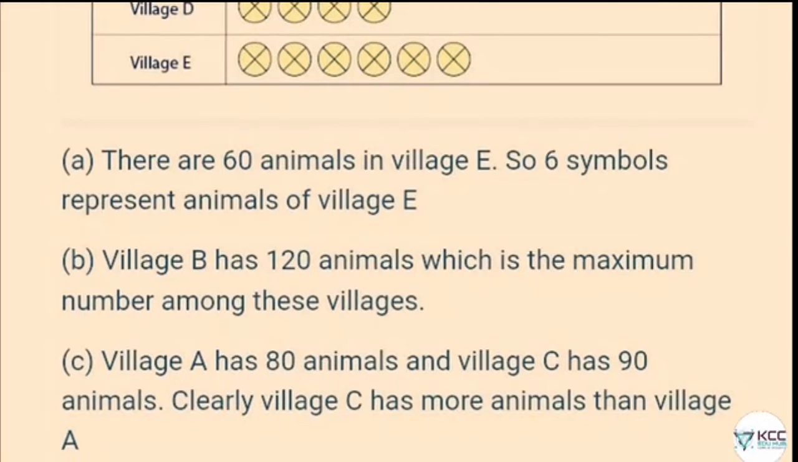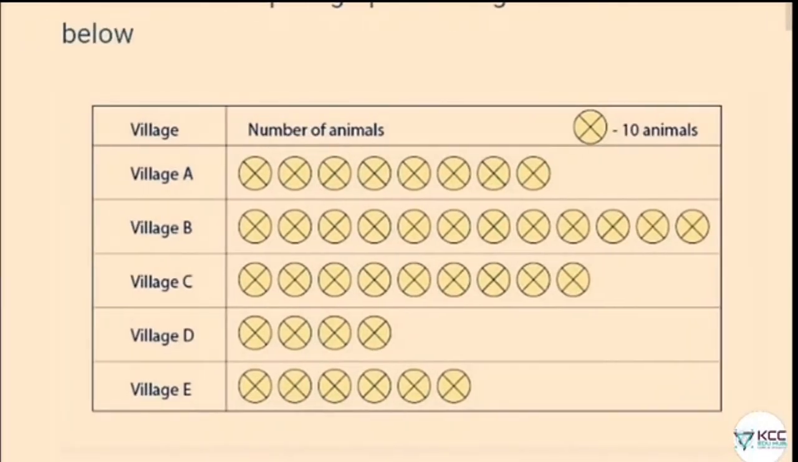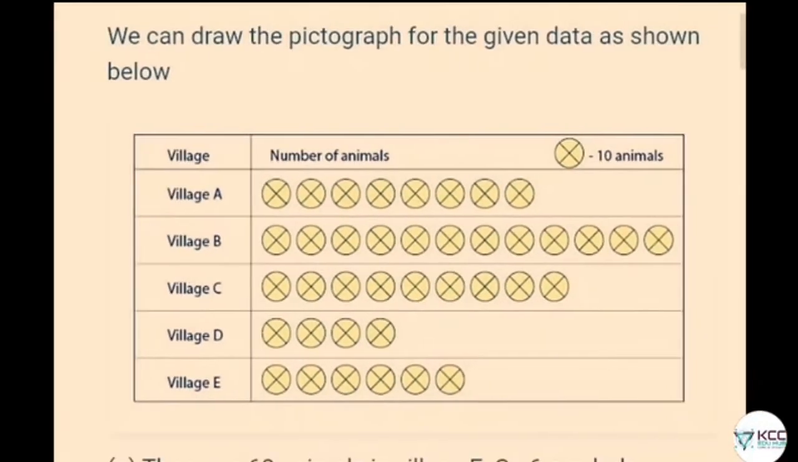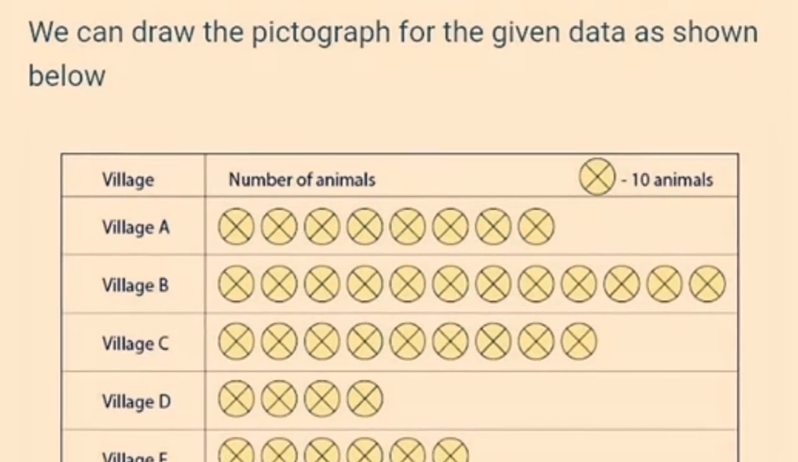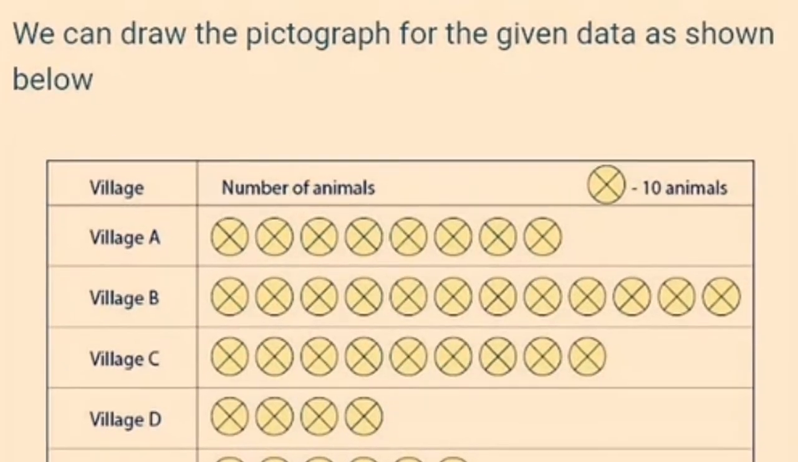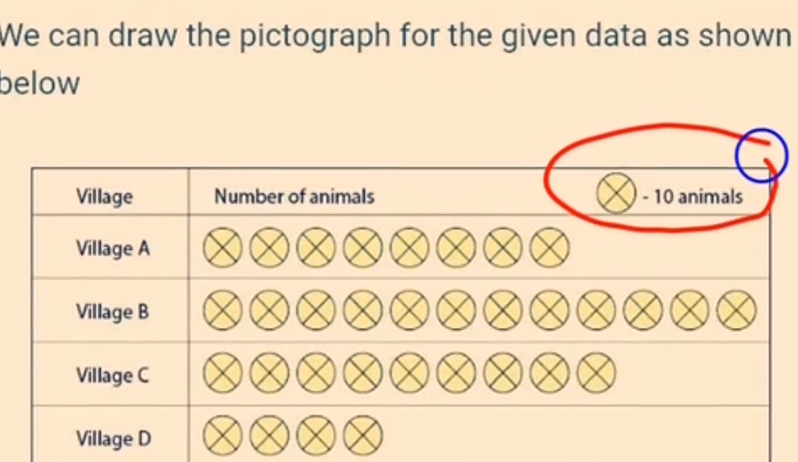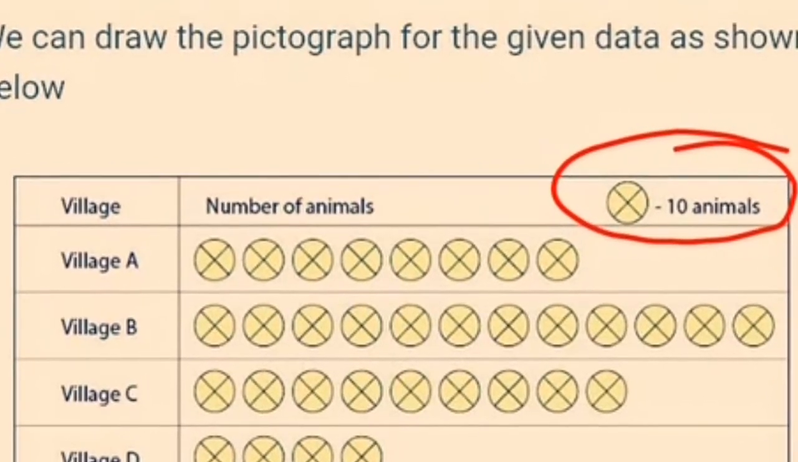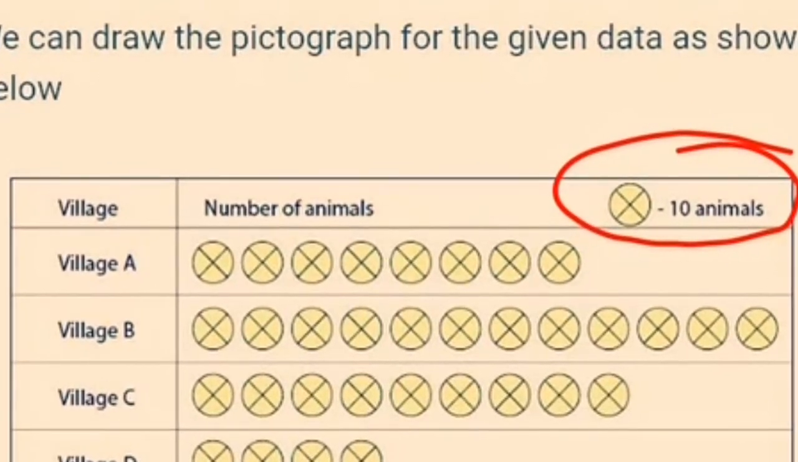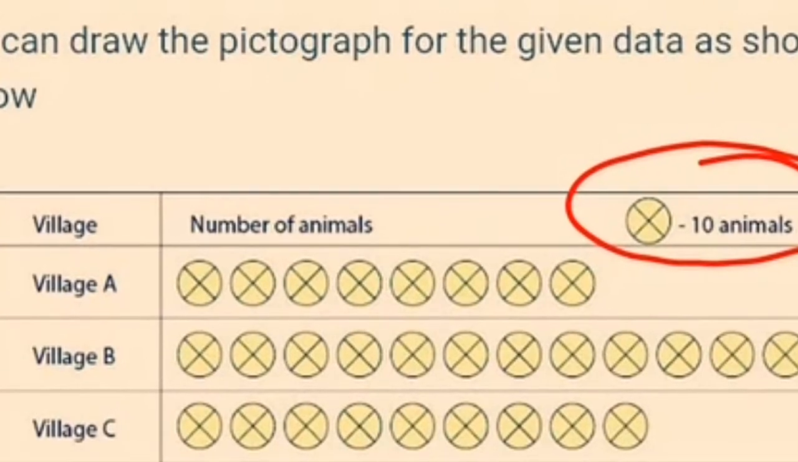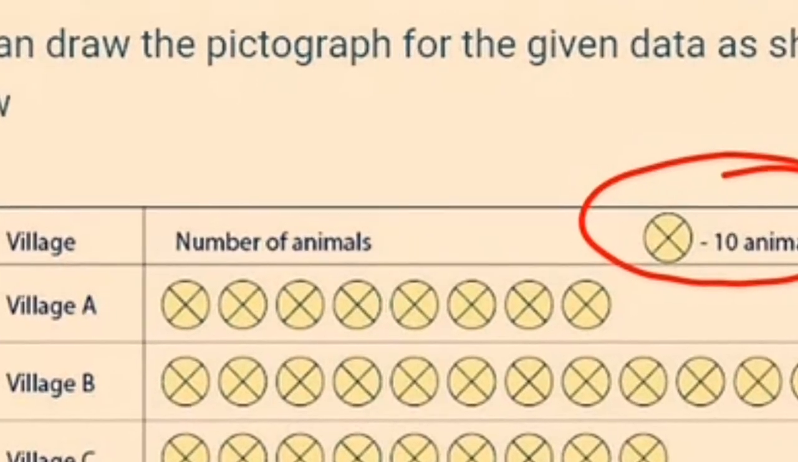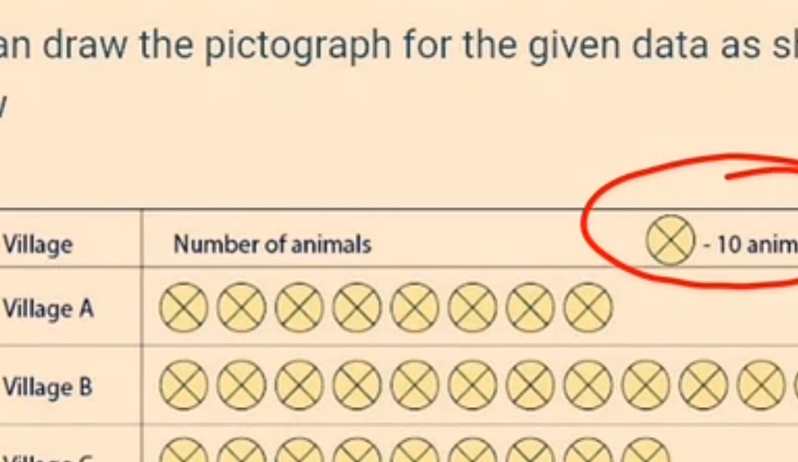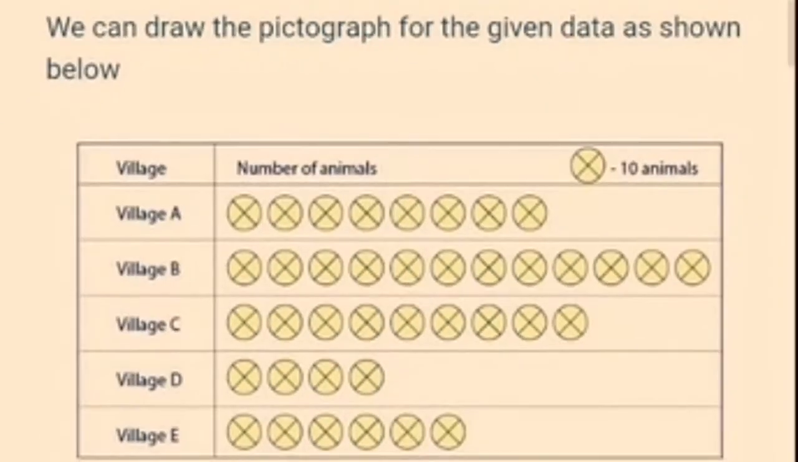So pictograph means what? We have to represent the data in pictures. The value of the pictures we have to give here at the right side. The symbol equals to 10 animals. Sometimes it may be that the symbol equals to 100 animals. We can take it as the data is given.